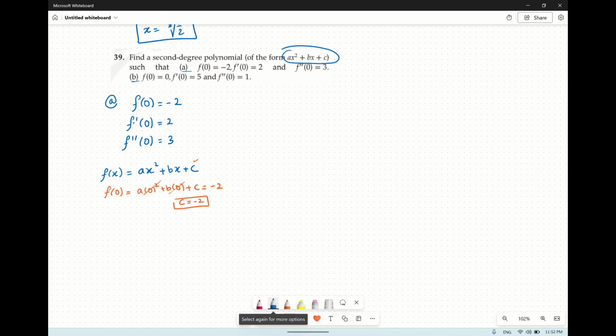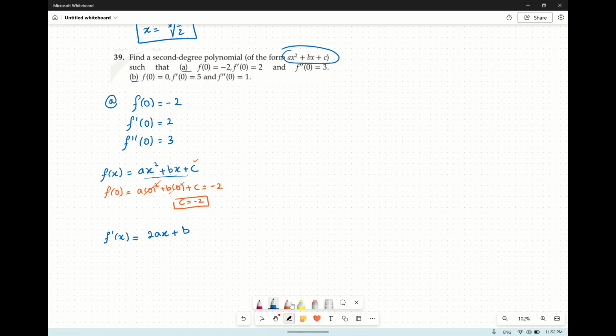Next condition, we are told that f prime of 0 is 2. So this means I need to know what f prime of x is, so I need to derive this. Okay, a is just a number. So when I derive this, it will become 2ax plus b. Derivative of bx is b. b is just a number. So when you say what's the derivative of 5x, you will say 5. What's the derivative of 7x? You will say 7. What's the derivative of bx? You will say b, because b is just a number.